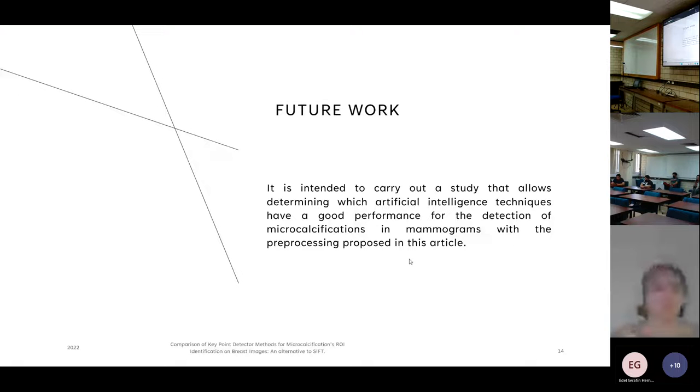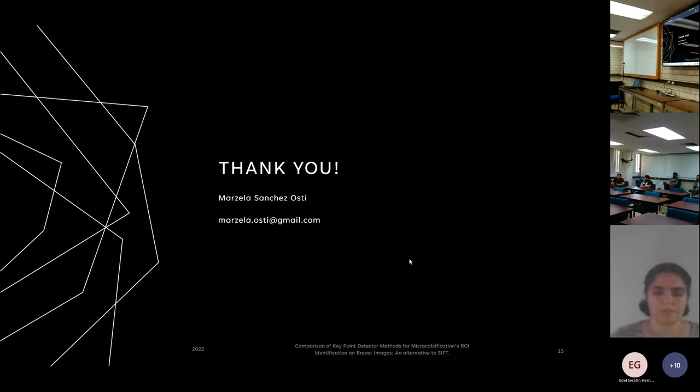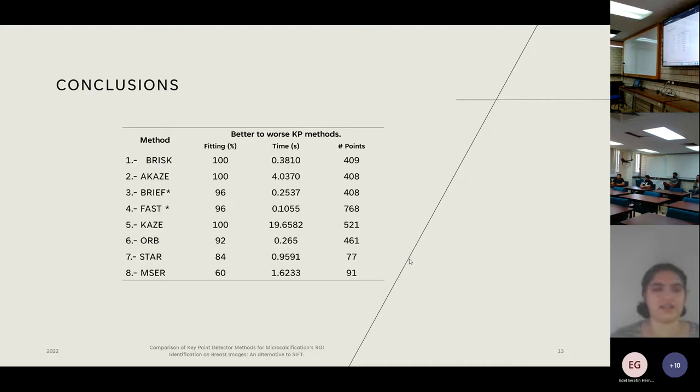Also, we can see that the image preprocessing provides good characteristic enhancements, allowing the key point detector algorithms to make an optimal detection. This generates a good result with the k-means algorithm. It is important to remark that this analysis only applies to mammography images with the purpose of searching for microcalcifications.